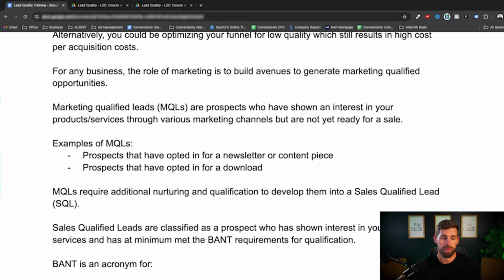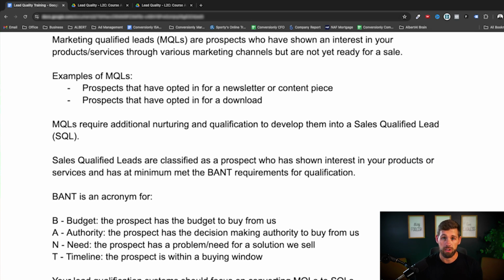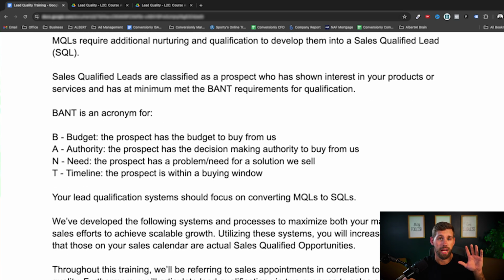A sales qualified prospect, on the other hand, is someone who meets BANT requirements. Now, BANT requirements ultimately follow the BANT acronym or framework: budget, the ability or authority to make the decision, a need for a problem that you solve, and a timeline in which they intend to move forward with a solution. Your lead qualification systems ultimately want to be focusing on converting MQLs into SQLs.